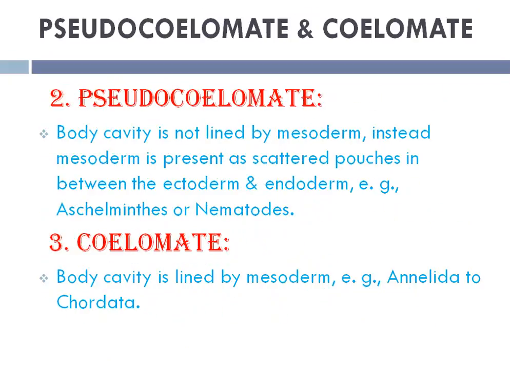Next one is pseudocoelomate. In pseudocoelomate animals, body cavity is not lined by mesoderm. Instead, mesoderm is present as scattered pouches in between ectoderm and endoderm. Example, aschelminths or nematodes. Nematodes are the only pseudocoelomate animals. Next one is coelomate. In coelomate animals, body cavity is lined by mesoderm. Example, annelida to chordata.